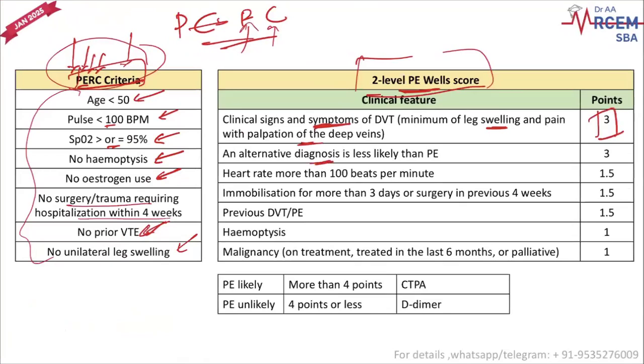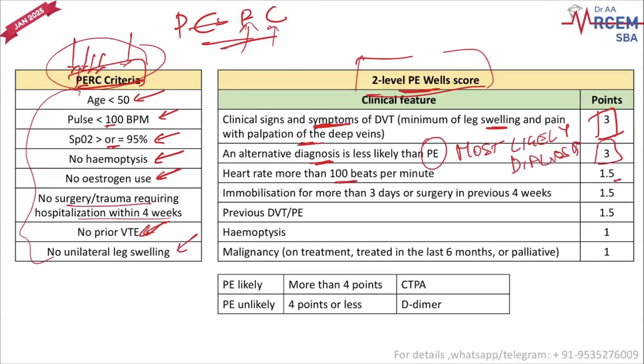Next, an alternative diagnosis is less likely than PE. This is a difficult phrase used by NICE which is causing confusion. I will turn it around and say PE is the most likely diagnosis. So the most likely diagnosis is PE, or in your differential diagnosis, PE is at the top. Then again, it gets 3 points.